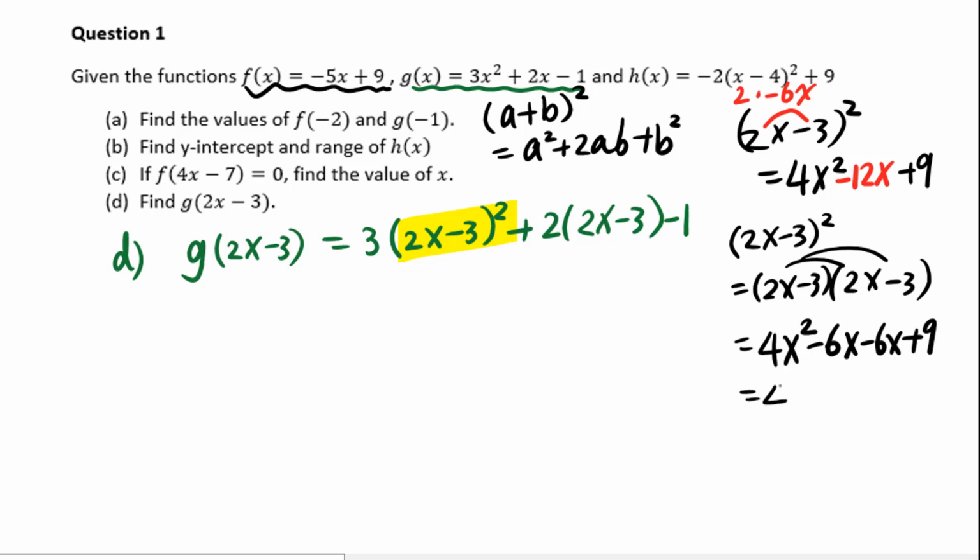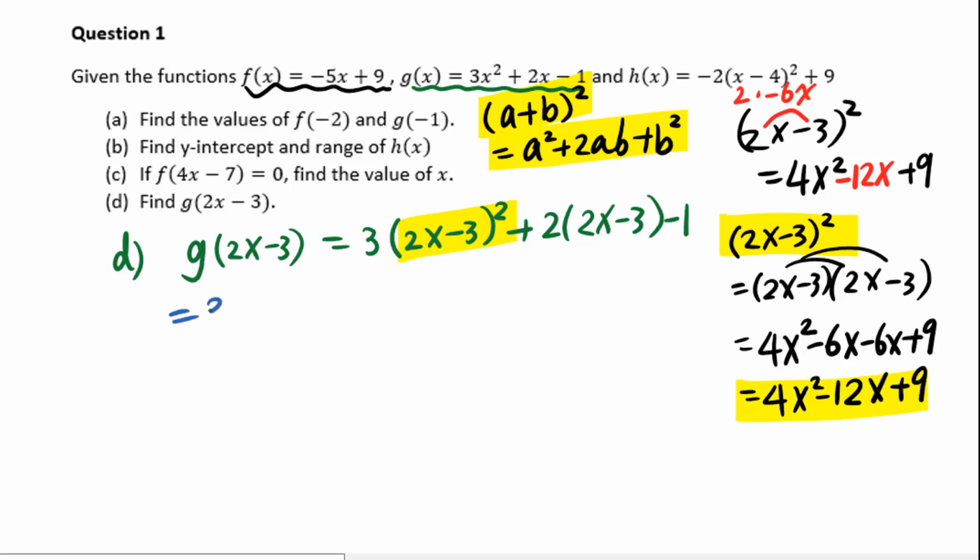So you combine like terms. You will get 4x squared minus 12x plus 9. If possible, try to remember this formula. But if you cannot remember, you can use this FOIL and you still get the same answer.